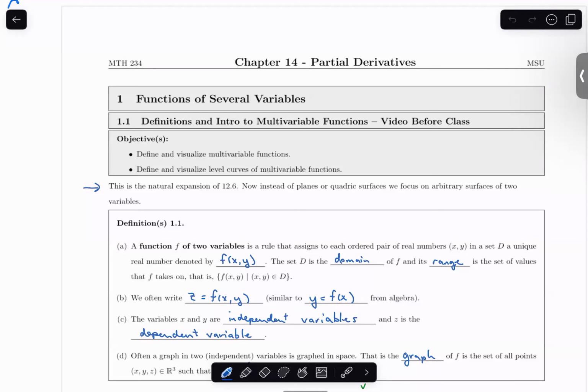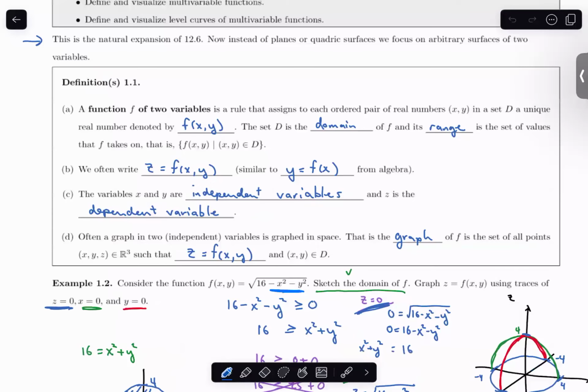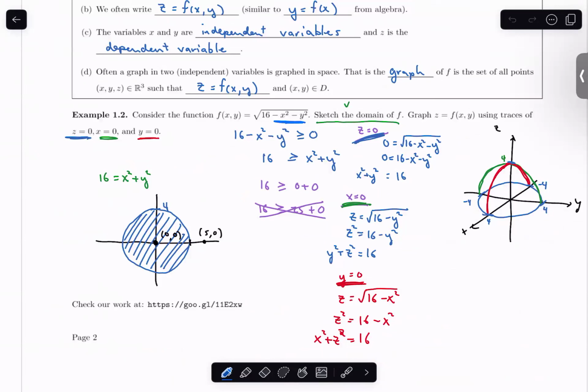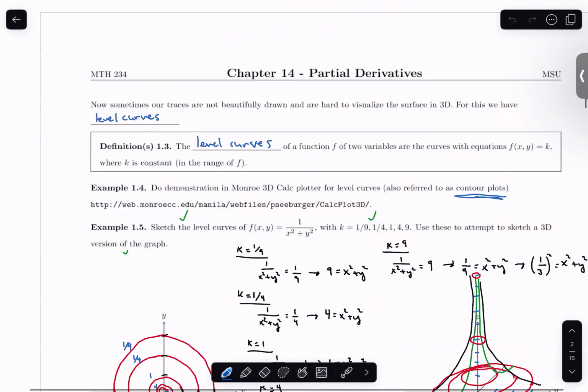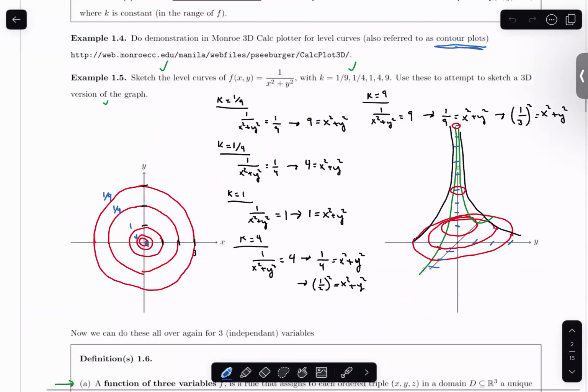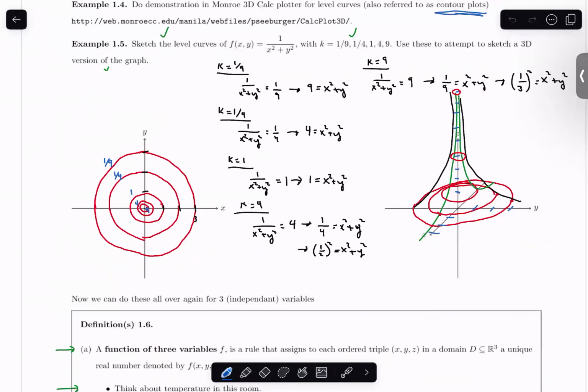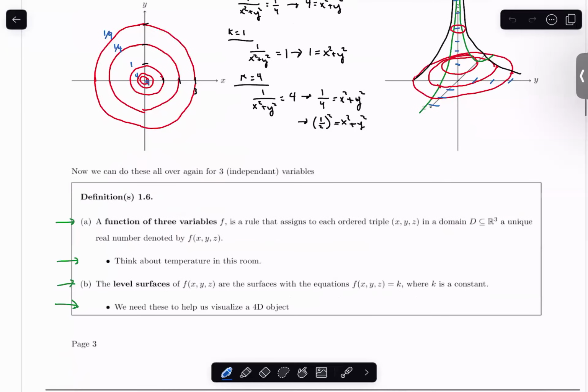In the pre-class videos, we defined domains and ranges. We gave an example, we sketched, and saw, of course, that this is the top half of a sphere. We talked about level curves. These look like topographical maps. And they give us the different heights. And from those, we should be able to start to visualize a 3D surface with these labels here. So that's again the big 3 things for this section, 14.1. So why don't we jump into the new stuff for today for 14.1.